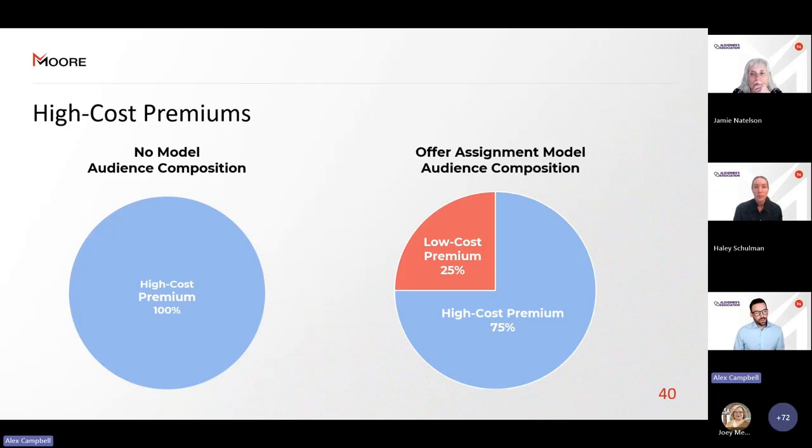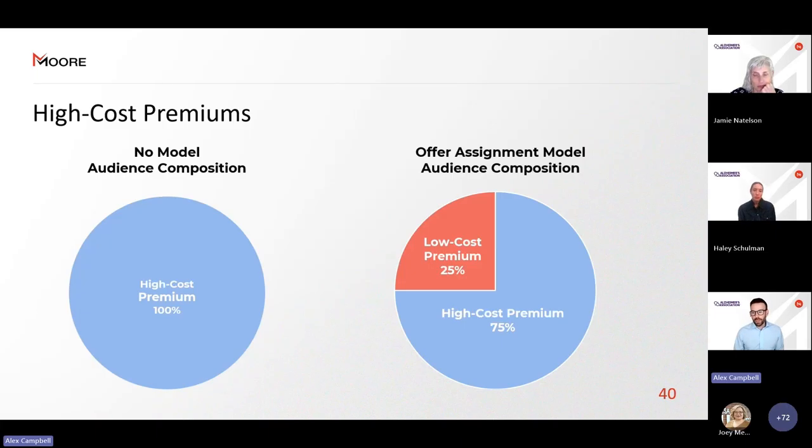So with no model, everyone was getting the high cost premium. With the offer assignment model, we identified 25% of the audience to get the lower cost package. So not a huge portion of the audience. Most of the audience is still getting that high cost premium, but we're getting significant package savings just by shifting that small portion of the audience to get something that doesn't have to cost so much, that doesn't have to have the excessive postage cost that comes with it.